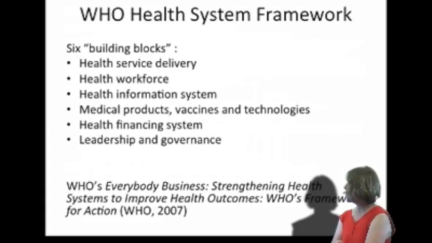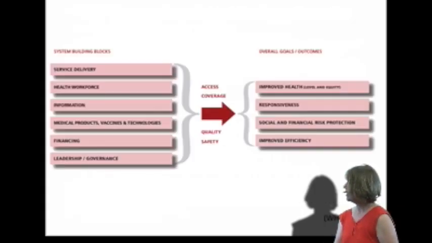The WHO health system framework from 2007 introduces us to a concept of building blocks, and it sets out six building blocks, which could be understood as subsystems of the health system. So there's the health service delivery, but then also HR, health information systems, medical products, vaccines and technologies, health financing system, and then leadership and governance. And here we have the diagram taken from the report, and many of you might be familiar with this.